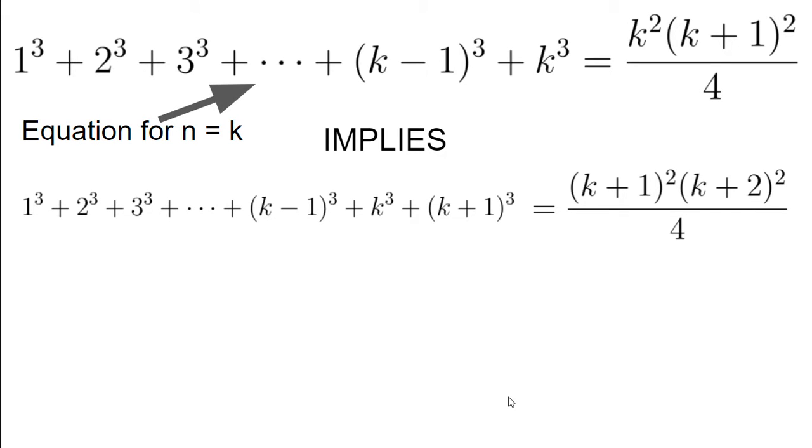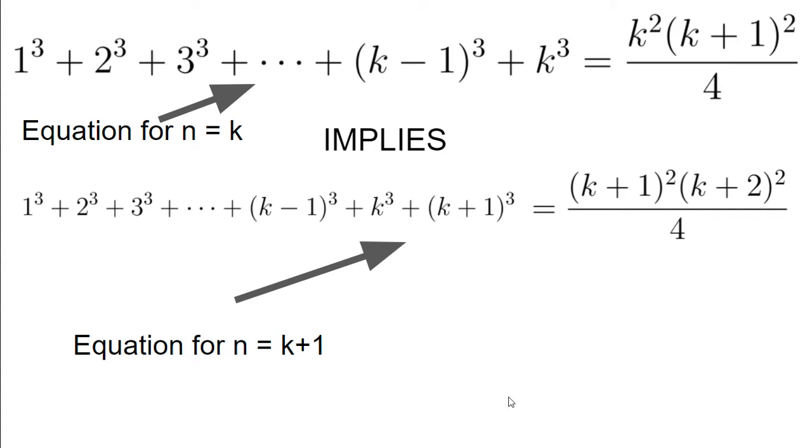Now, as you can see, the top equation is the equation for n is equal to k, and the bottom equation is the equation for n is equal to k plus 1. And you've essentially proved that if the formula holds for n is equal to k, then the formula holds for n is equal to k plus 1. And you have finished the induction step.